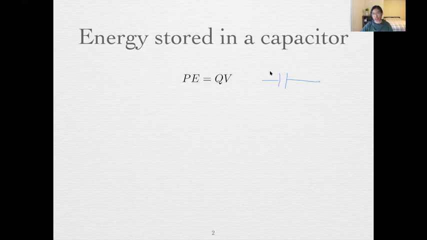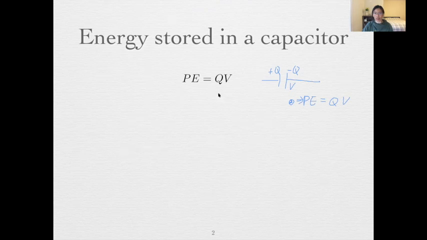If I have a capacitor, it is charged with Q. Initially, it probably has no potential, and then finally, it has a potential V. So the potential energy gained by these charges will be Q times V. So this is our initial thought, which is actually somewhat accurate.